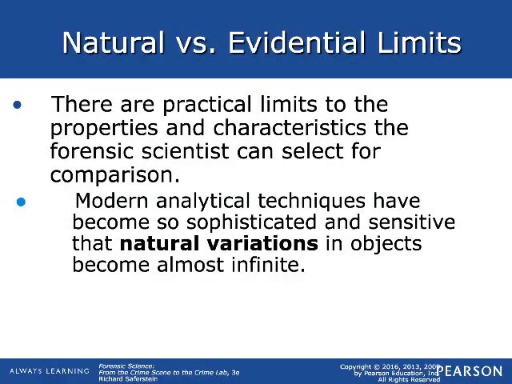Okay, so natural versus evidential limits. One thing you have to remember is there are practical limits to the properties and the characteristics. The techniques that we use are so sensitive that there are variations that you can see even though two things are from the same place. So there are natural variations. That's kind of weird to think about, but things are so precise that you're not sure when you need to stop.